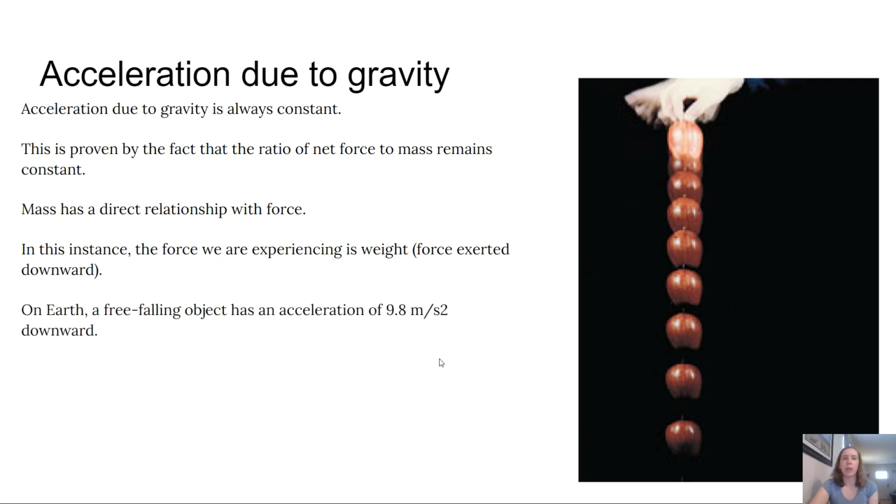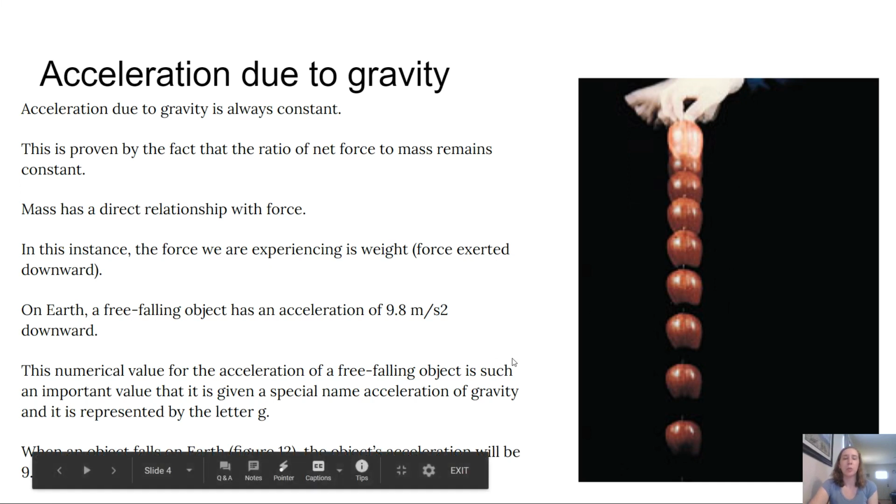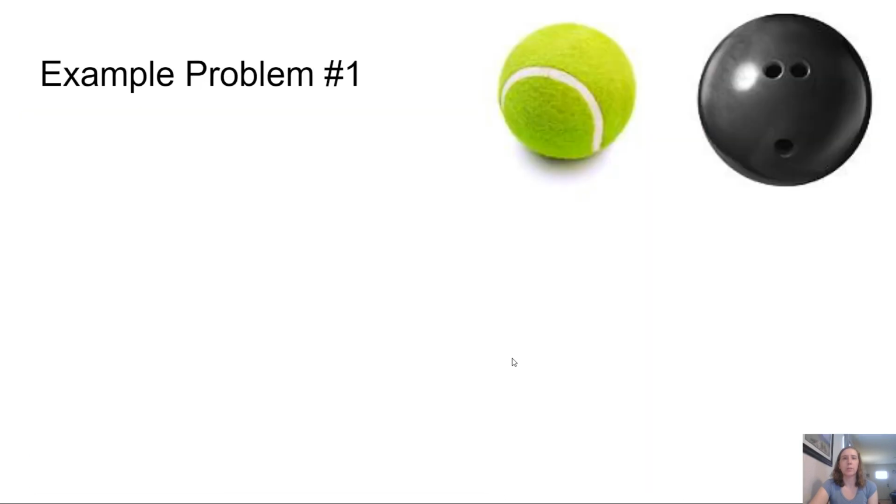On Earth, a free-falling object has an acceleration of 9.8 meters per second squared downward. It is a vector quantity because it has direction, downward. This numerical value for the acceleration of a free-falling object is such an important value that it is given a special name, acceleration of gravity, and is represented by the letter little g. When an object falls on Earth, like our apple, the object's acceleration will be 9.8 meters per second squared.